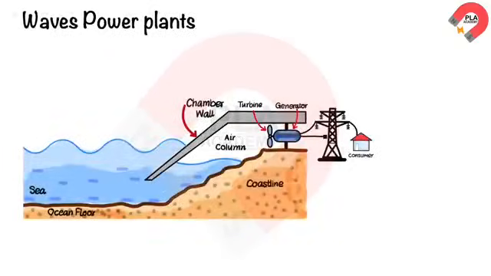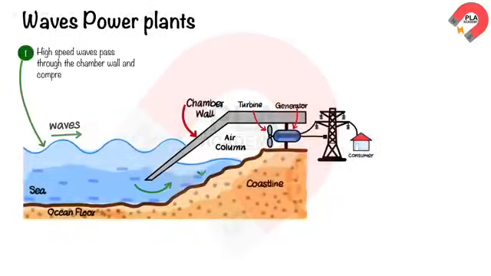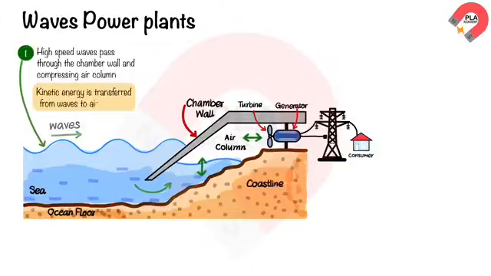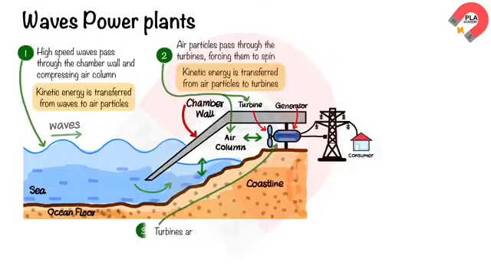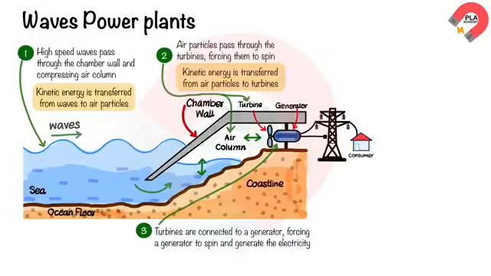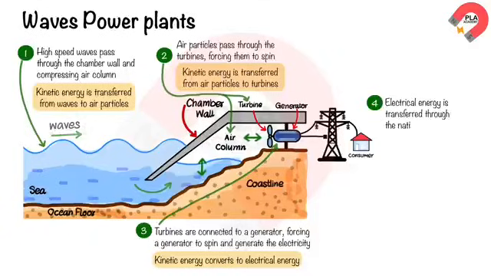Wave power plants. High-speed waves pass through the chamber wall and compress the air column. This transfers the kinetic energy of the waves to the air particles. The air particles pass through the turbines, forcing them to spin. This transfers the kinetic energy of the air particles to the turbines. The turbines are connected to a generator, which causes the generator to spin and generate electricity. This converts the kinetic energy to electrical energy. This electrical energy is then transferred through the national grid to homes or businesses.